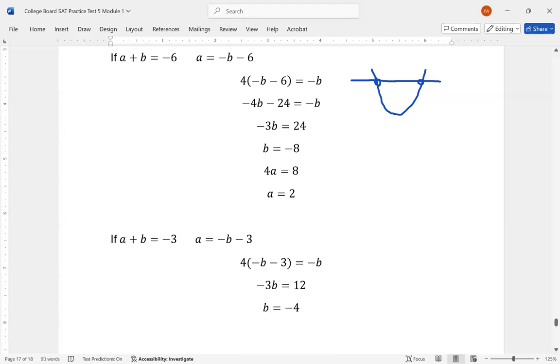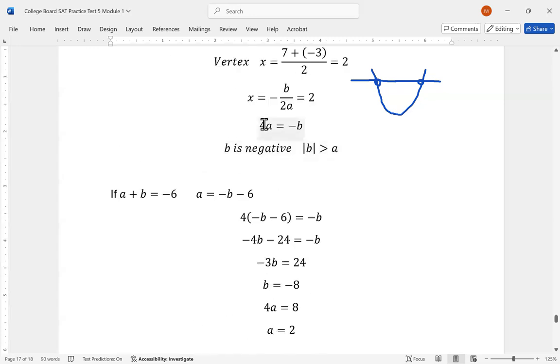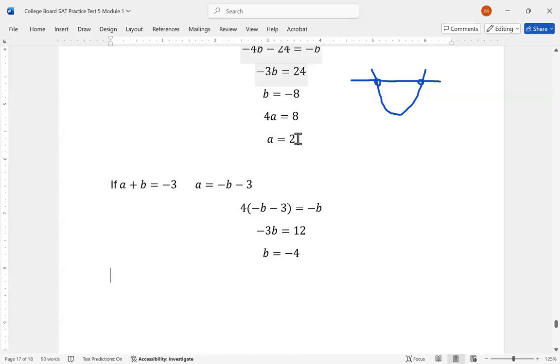But if b is negative 4, since 4a is equal to negative b, that means 4a is equal to the opposite of negative 4, which is positive 4. And a would be 1.